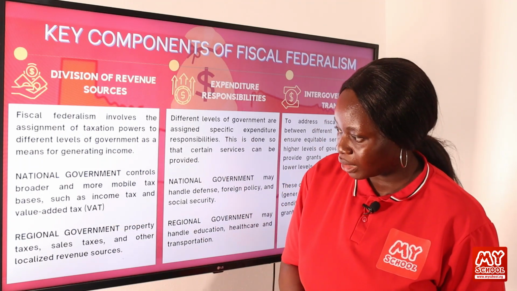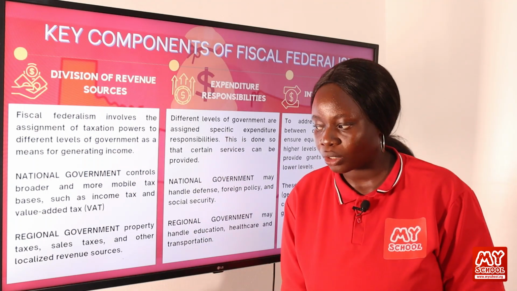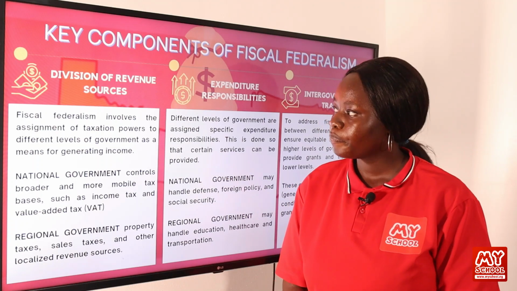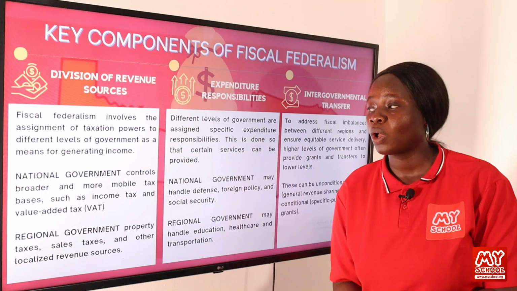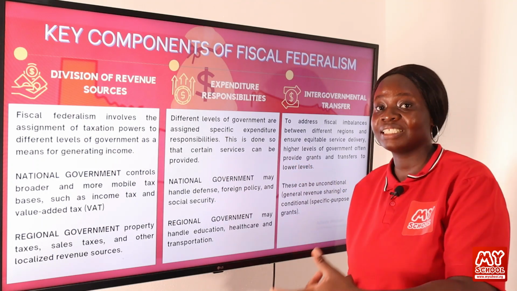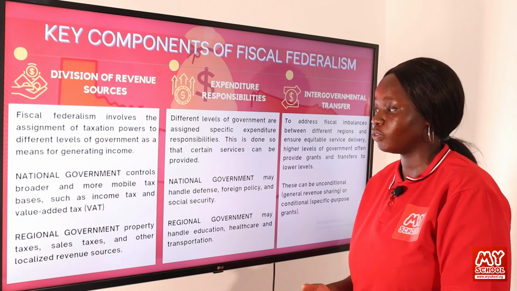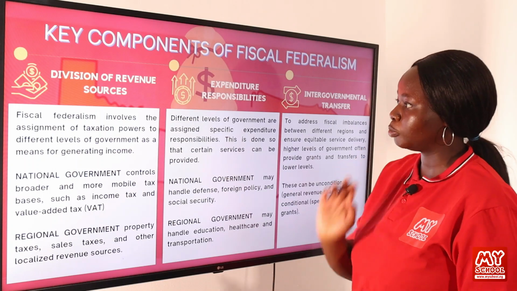But the regional governments take charge of property taxes, sales taxes, and other localized revenue sources. Now let's move on to expenditure responsibilities. Again, I talked about how expenditure has to do with using money to provide certain essential services to citizens of the country. So that's what we are talking about when we're talking about expenditure responsibilities.